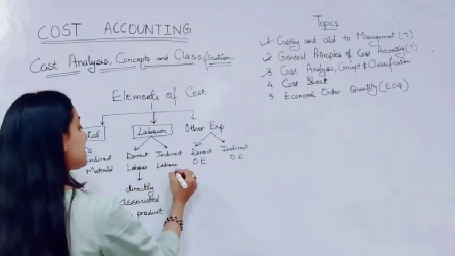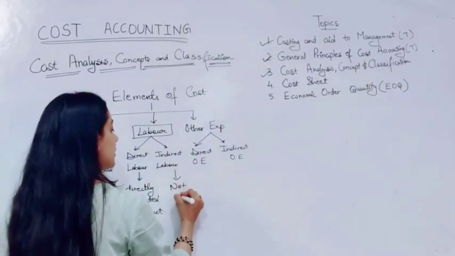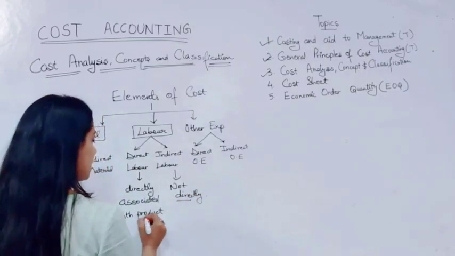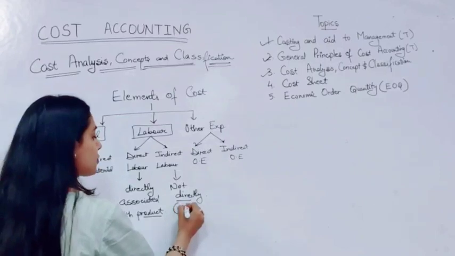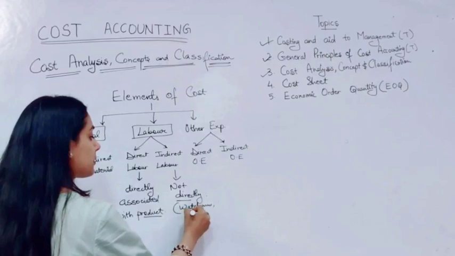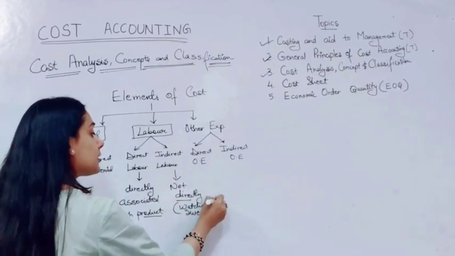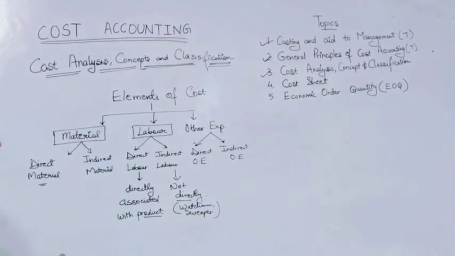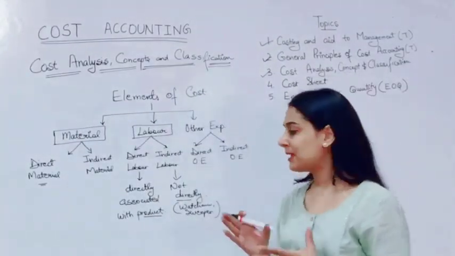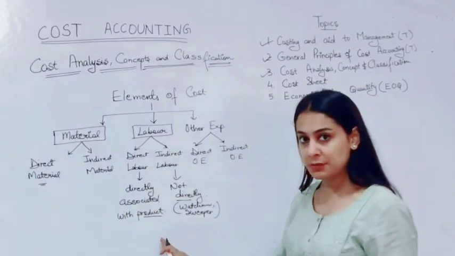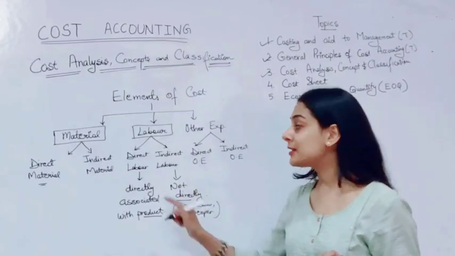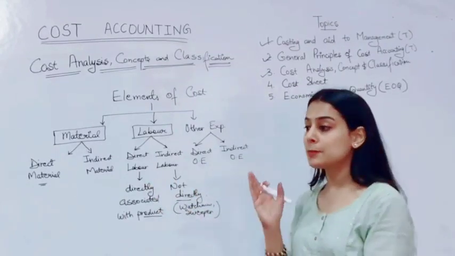And indirect labor is the labor which is not directly associated with the product, such as a watchman, or maybe a sweeper, maybe the tea man, or maybe any other person who is part of that organization but is not performing any kind of productive activity. The organization cannot function without the indirect labor, but the direct labor is one which is directly associated with the product.